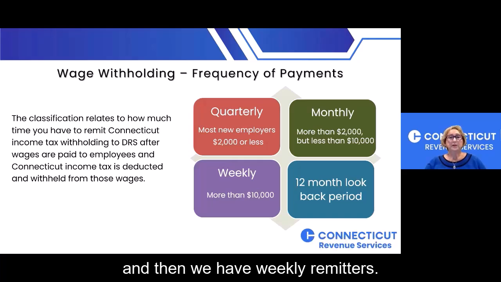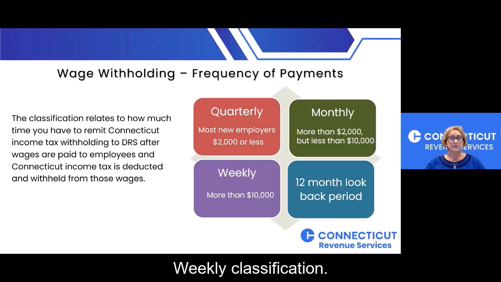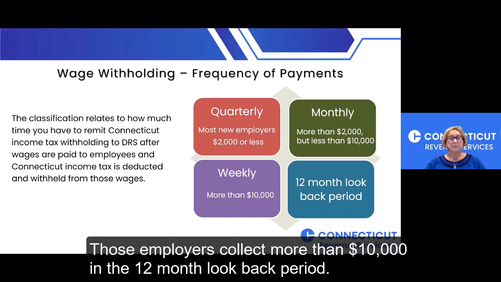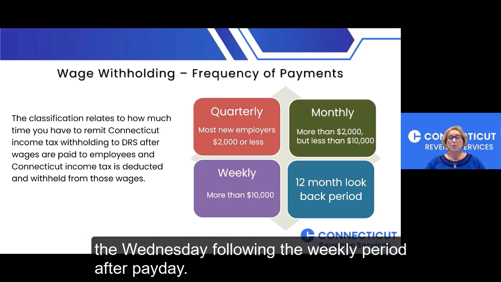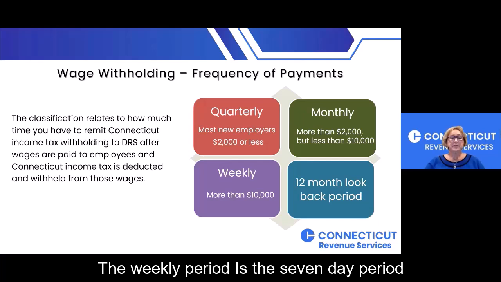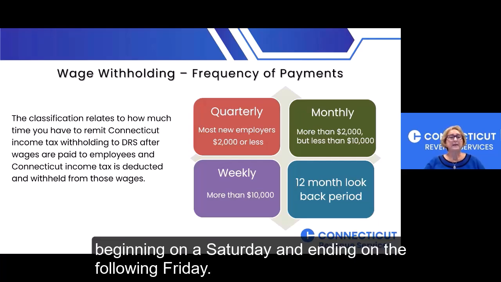And then we have weekly remitters, so weekly classification. Those employers collect more than $10,000 in the 12-month look-back period. And the remittance is paid over or made to DRS the Wednesday following the weekly period after payday. The weekly period is the 7-day period beginning on a Saturday and ending on the following Friday.